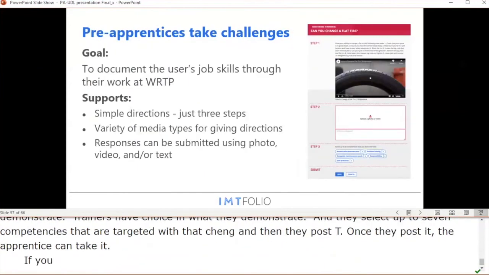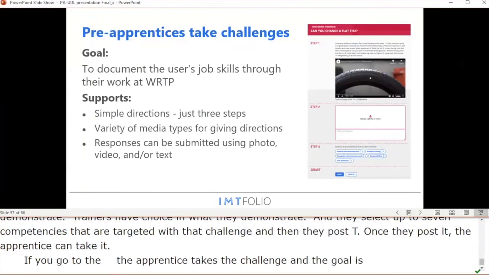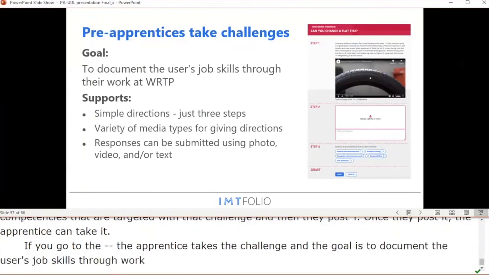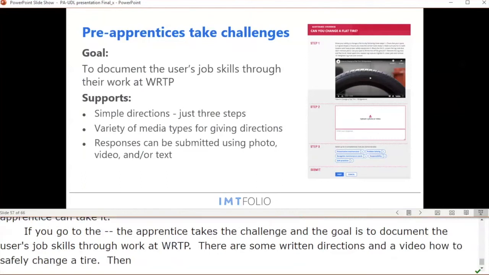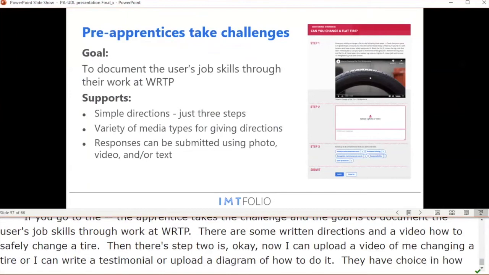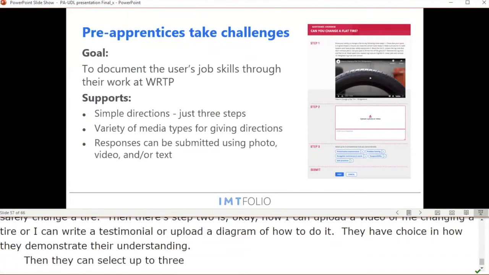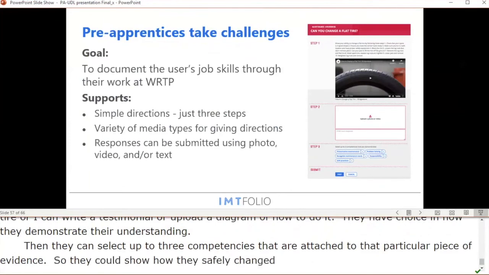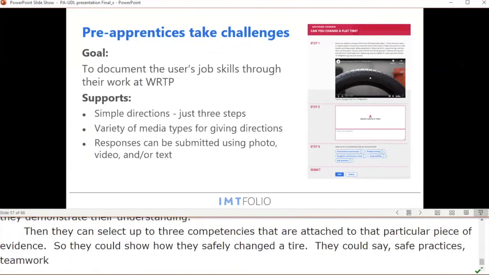Pre-apprentices then take a challenge, and the goal is for them to document their job skills through their work at WRTP. So here's an example of a challenge that a pre-apprentice takes. Step 1, what's being asked of me? There's some written directions. Then there's a video of how to safely change a tire. And then step 2 is, okay, now I can upload a video of me changing a tire, or I can write a testimonial, or I can upload a diagram of how to do it. So they have choice in how they demonstrate their understanding. And then they can select up to 3 competencies that are attached to that particular piece of evidence. So they could show how they safely changed a tire, and they could say safe practices, teamwork, maybe they did it with someone else, and then they post that and their challenge is done. So on to the next slide.